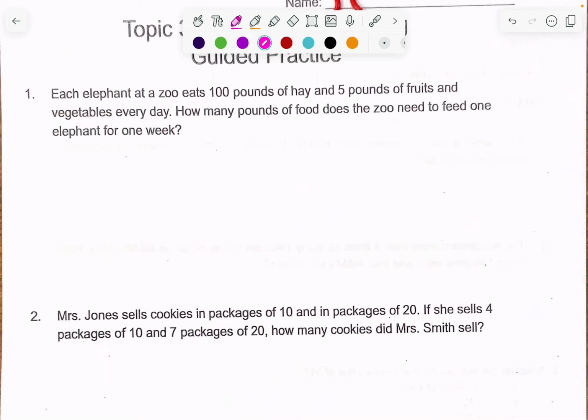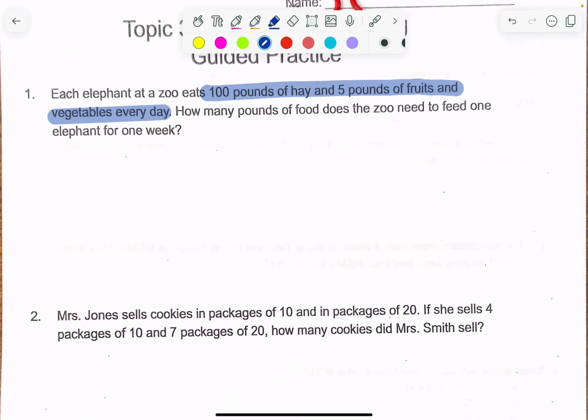The first one says each elephant at a zoo eats 100 pounds of hay and 5 pounds of fruits and vegetables every day. So that's an important piece of information, so I'm going to highlight it. Our question is, how many pounds of food, so that's important, how many pounds of food does the zoo need to feed one elephant for 1 week? So I'm highlighting my important information.